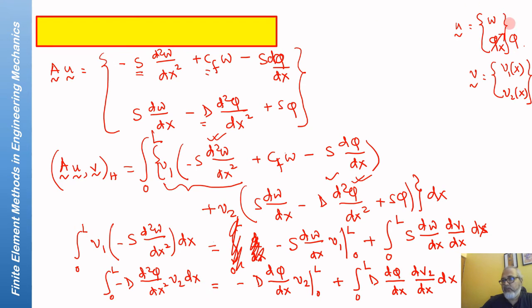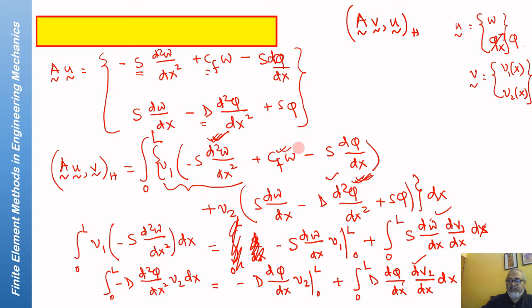So now when you want to calculate a(v, u), you would swap w with v1 and phi with v2. You can immediately see that if I swap w with v1 and phi with v2, this term and this term remain the same. So this term is symmetric, this term is symmetric.